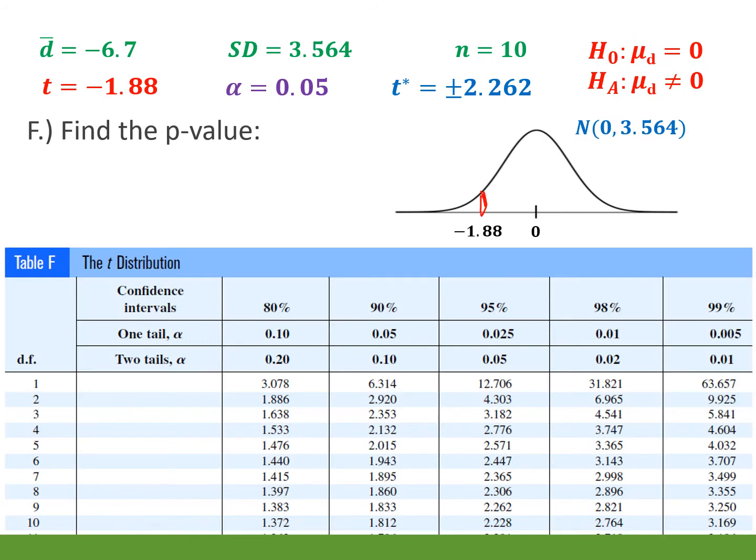So would it be unusual to see that large of a difference if the air quality across the US hasn't actually changed? So again, it's a two-tailed test, 9 degrees of freedom. Where would this number go on that line? So 1.88, it's bigger than this number, it's smaller than that number, so it's somewhere in between 5 and 10% for our p-value.